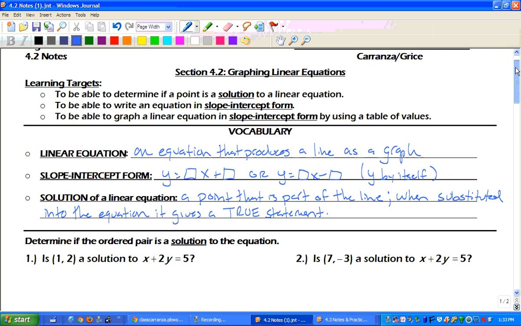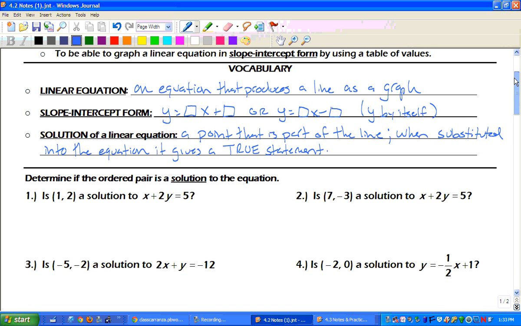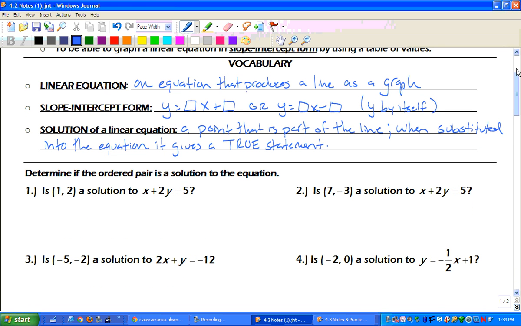Alrighty. So to start off with, here are our new vocabulary words that we're going to be talking about today. A linear equation. A linear equation has the base root word line, okay? And what that means is it's an equation that produces a line as a graph.